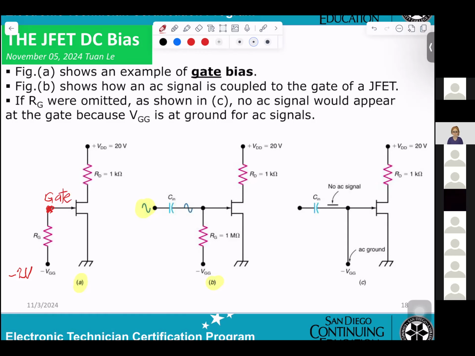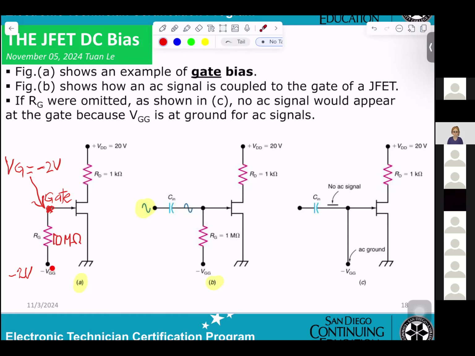Is that still -2? Okay, you say -2. R_G here, I gave you 10 megaohm. At this point, the resistance is so large that there's no current flow, so it's still -2. You get it? Okay, now you get the -2 here.